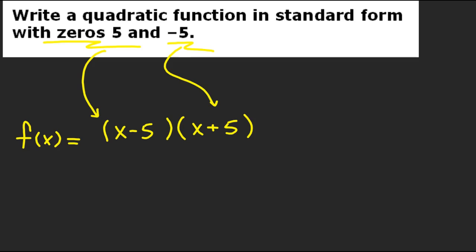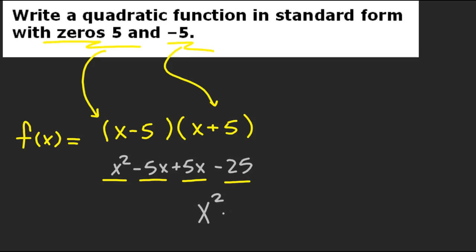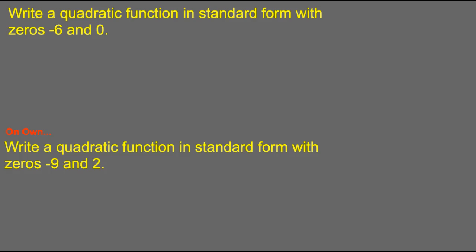Is that in standard form? Not quite. I got to multiply it out. Multiply that out, and you are going to have x squared minus 5x plus 5x minus 25. Look at that, it's a difference of two squares. X squared minus 25 is the function that has the zeros 5 and -5. That makes sense, working backwards? Yeah. Okay, the last page is the same, so we'll do the top one and skip the bottom one.